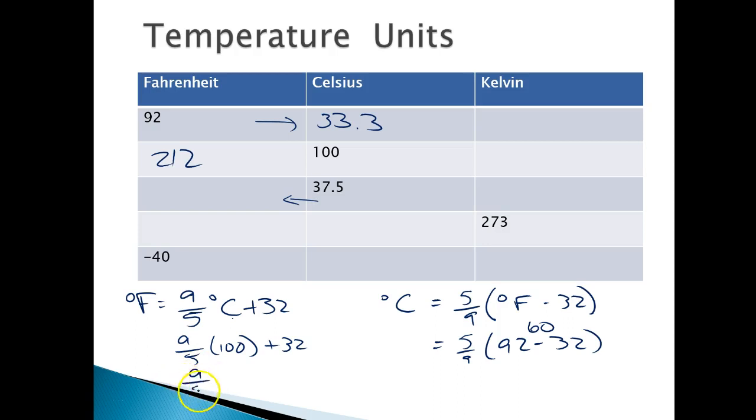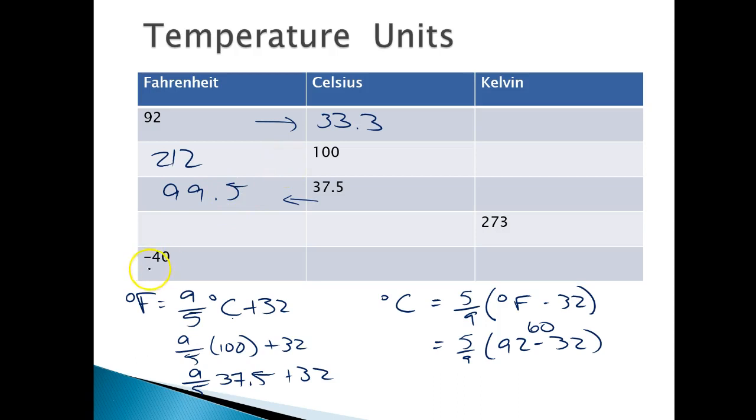So 9 over 5 times 37.5 plus 32. And the addition is the last part. So 9 divided by 5 times 37.5, then add 32. 99.5. That's about body temperature. It's a little bit on the high side.